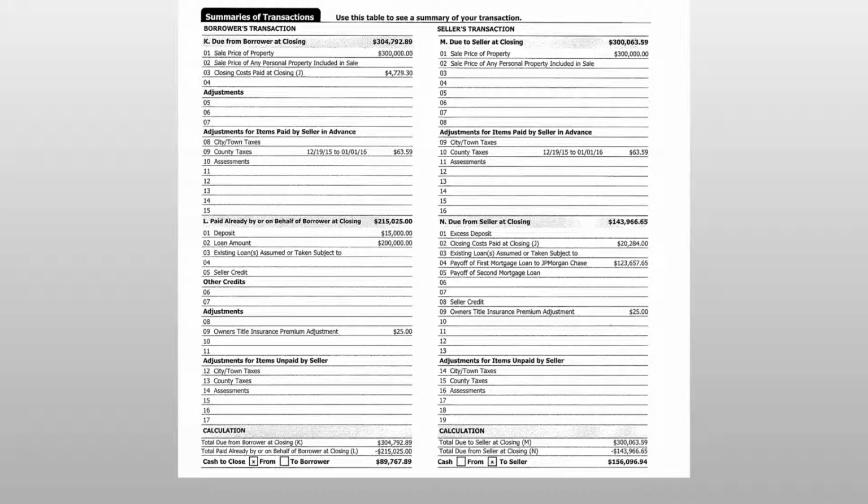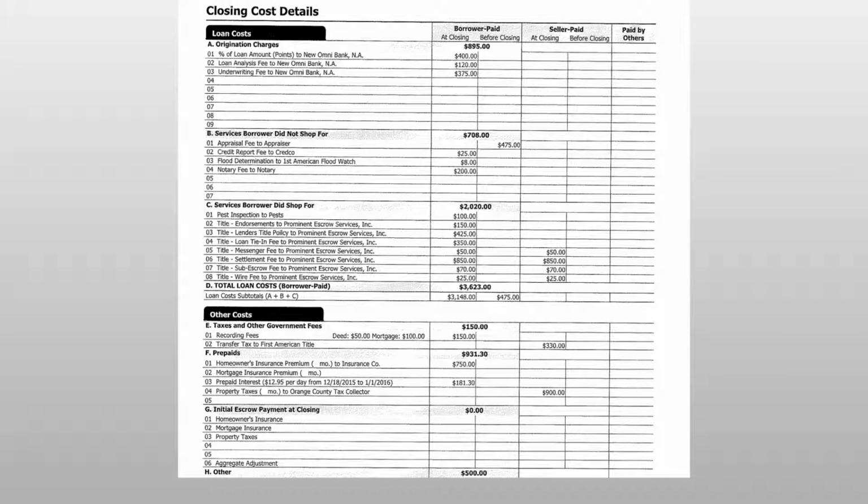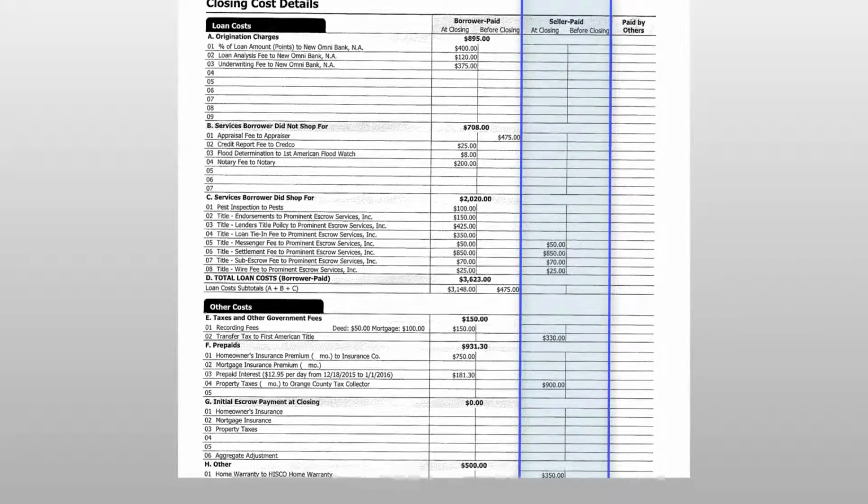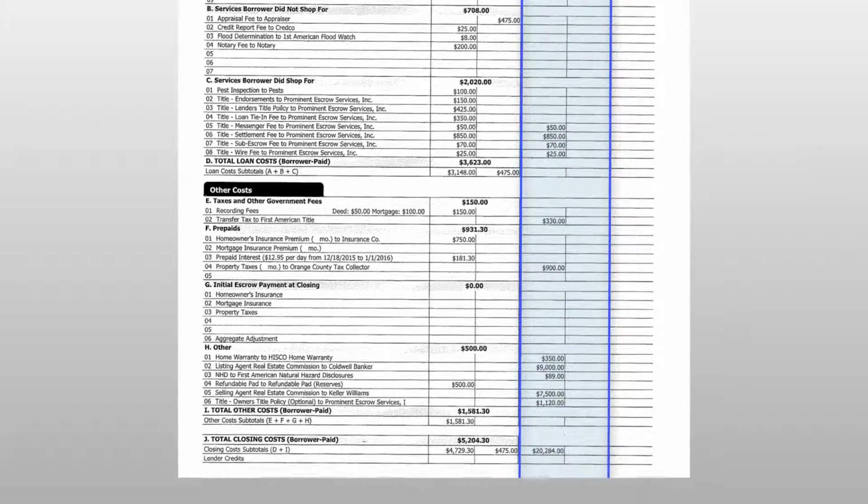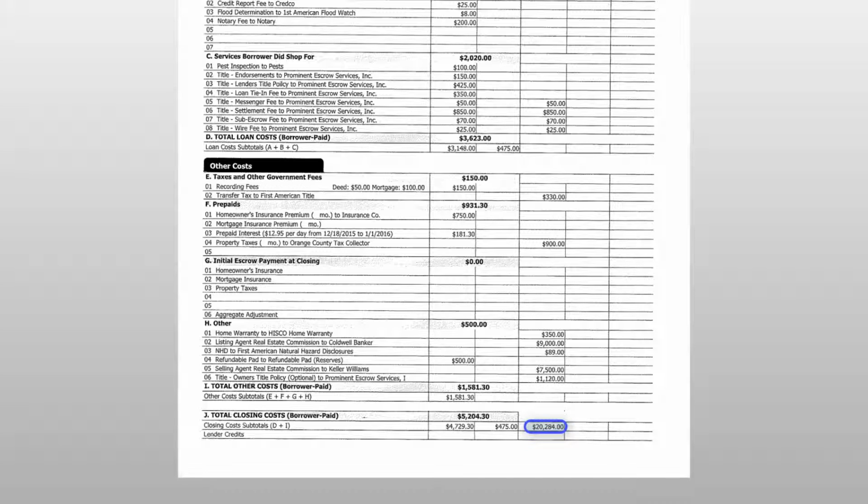Now you want to say, well, what about property taxes? Let's recap on the property taxes. Remember that the seller is going to have the $20,284 deducted from his proceeds before he sees a dime, and that's all closing costs. Okay? So we're looking for property taxes. Up here in the closing cost detail under the seller's portion, or the seller's column, we see what makes up that $20,284, and on line 4 under other costs we see $900 for property taxes to the county.